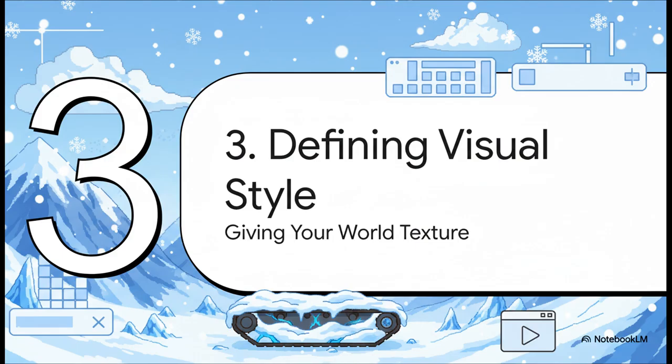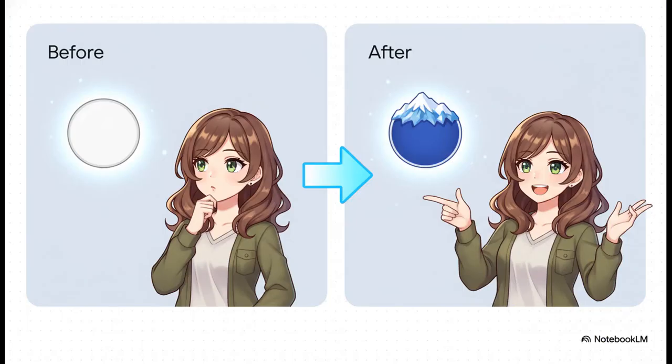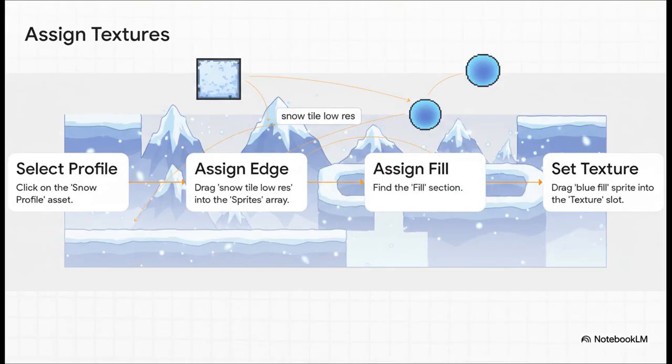But it still looks like that boring white tank track. So now's the time to jump into our profile and actually tell it what to look like. We're about to give this thing some real texture. So this is the goal right here. We're going from this on the left, this generic white blob, and in just a couple of clicks, we're going to transform it into this on the right, with that cool repeating snow texture on top and a solid blue fill. It's going to look like real solid ground. And you're not going to believe how easy this is.